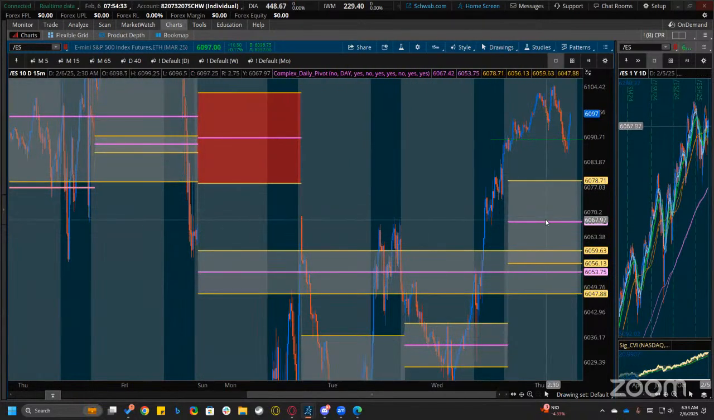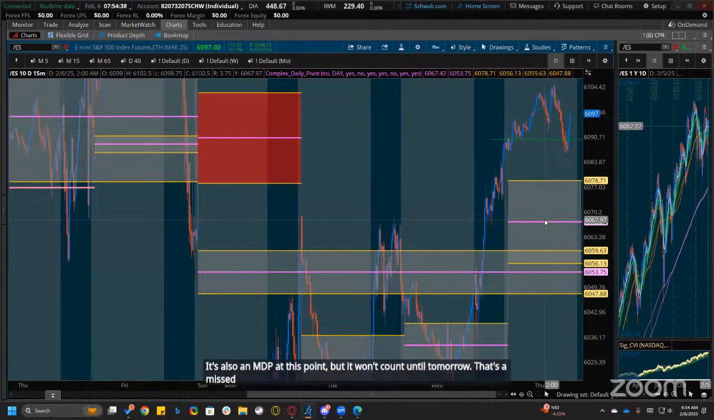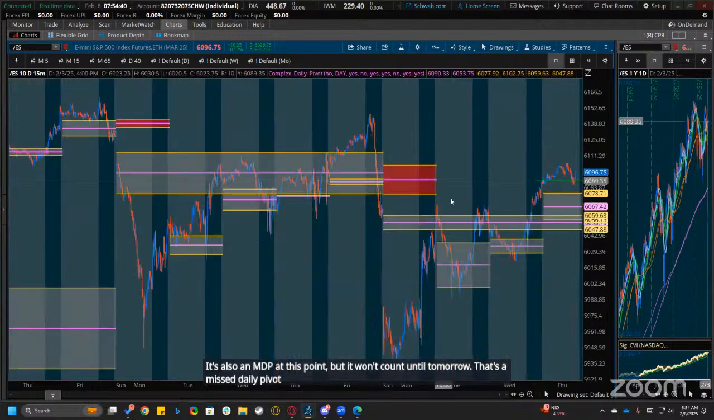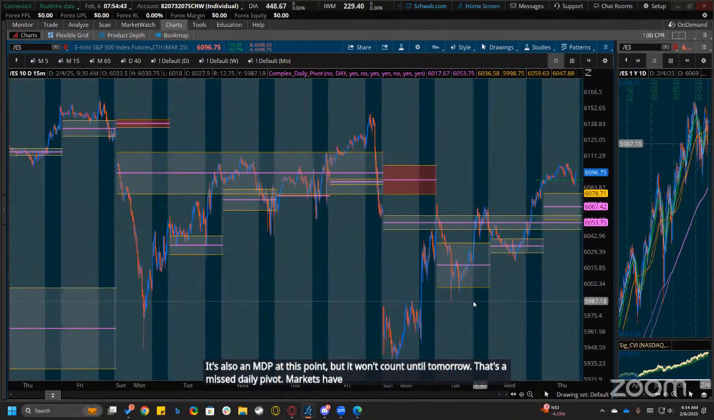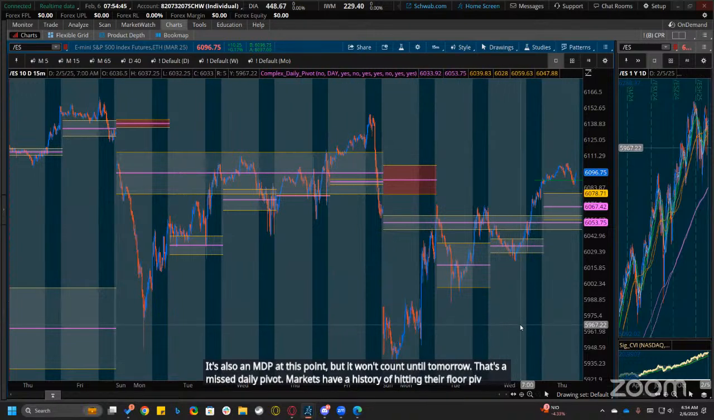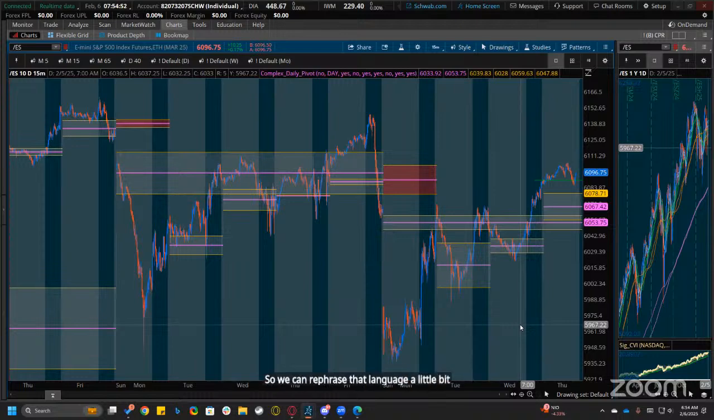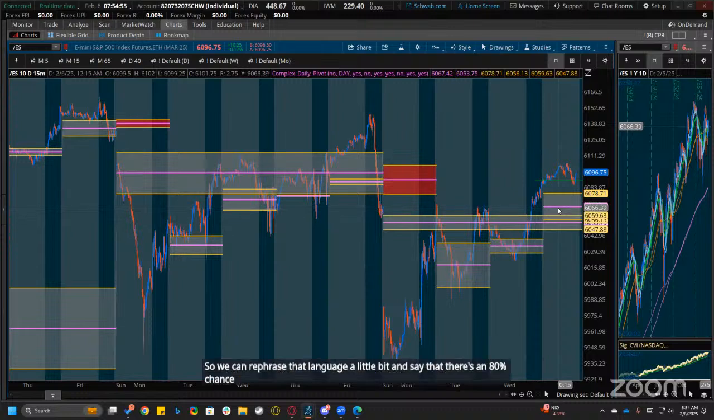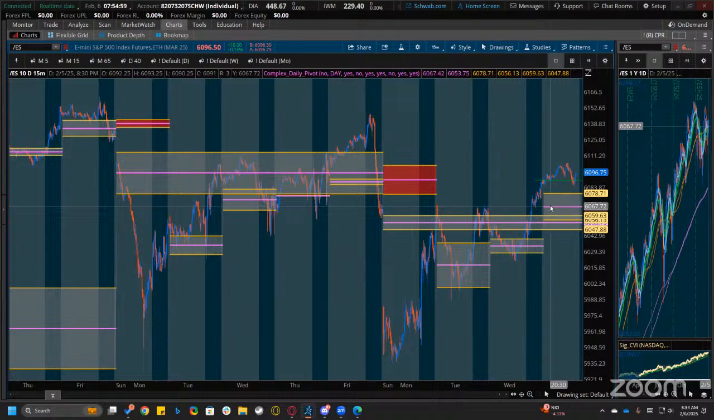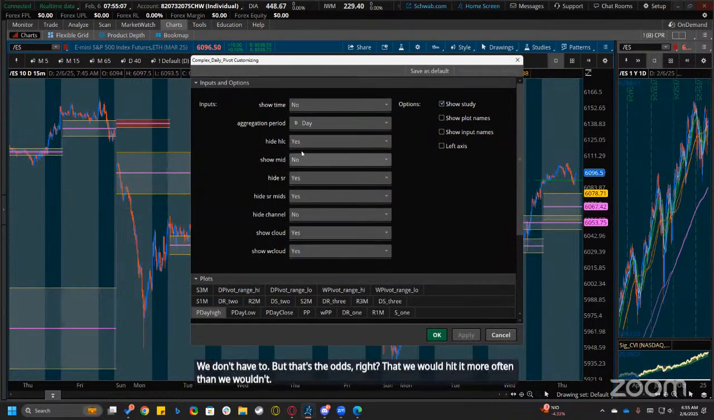It's also an MDP at this point, but it won't count until tomorrow. That's a missed daily pivot. Markets have a history of hitting their floor pivots most days. The stats are about 80%. So we can rephrase that language a little bit and say that there's an 80% chance we're going to hit that pivot. We don't have to, but that's the odds, that we would hit it more often than we wouldn't hit it.